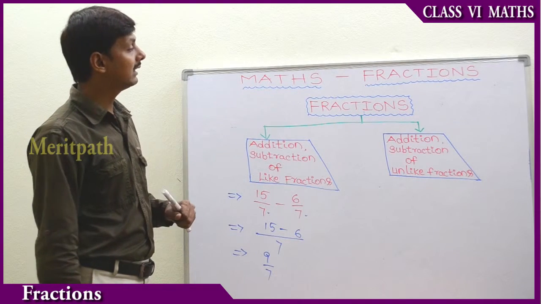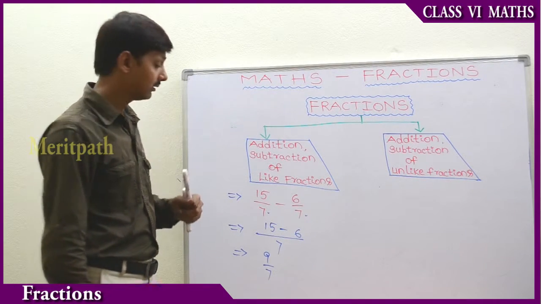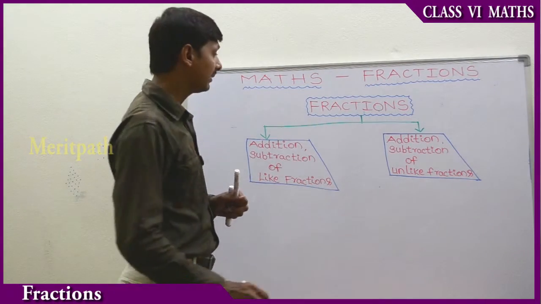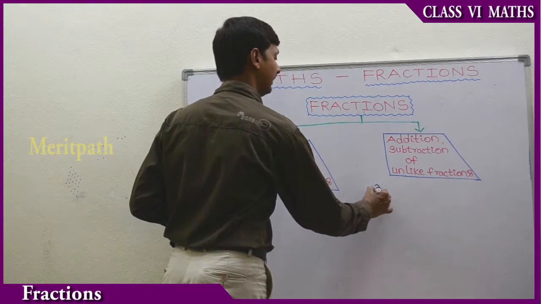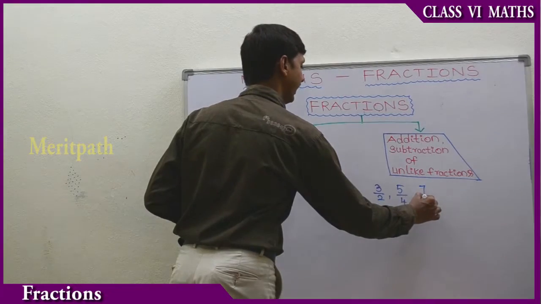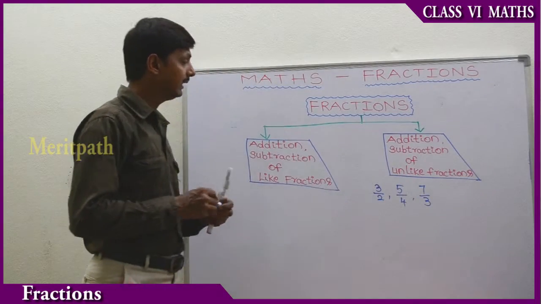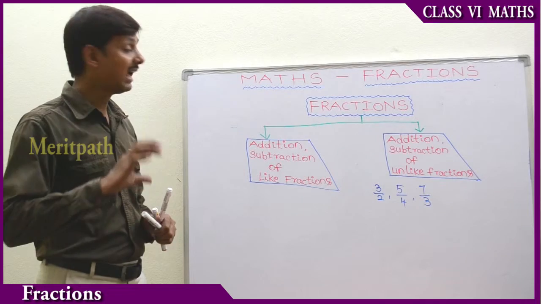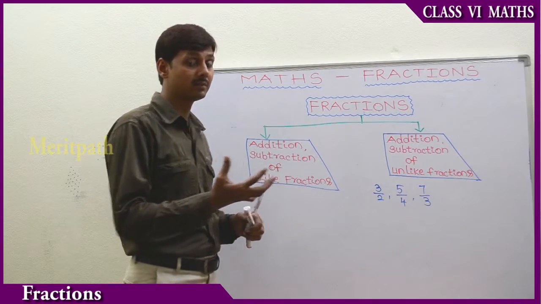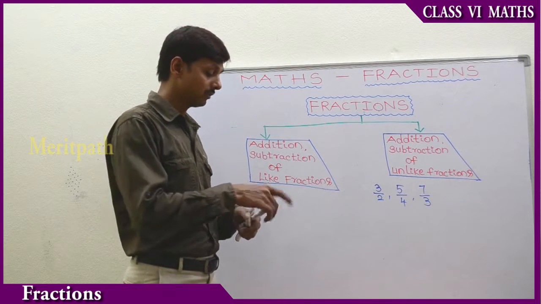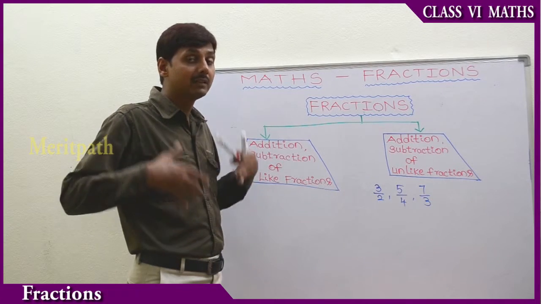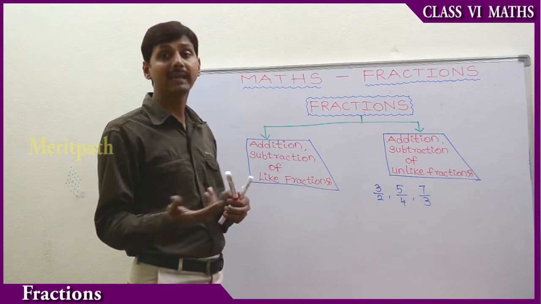Now let's see the addition and subtraction of unlike fractions. Let's take some examples: 3 by 2, 5 by 4, and 7 by 3. Here the 3 fractions have different denominators. We call them unlike fractions. To add unlike fractions, there is a process: we need to make the denominators equal and then add them.